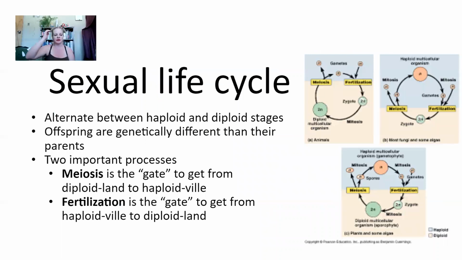So when we talk about sexual life cycles, and you'll go more in depth in these when you take 182, basically what we're doing is alternating between a haploid and a diploid stage. Where the multicellular individual is depends on what kind of critter you are. For us animals, we have a diploid zygote that undergoes mitosis to make a multicellular diploid individual.